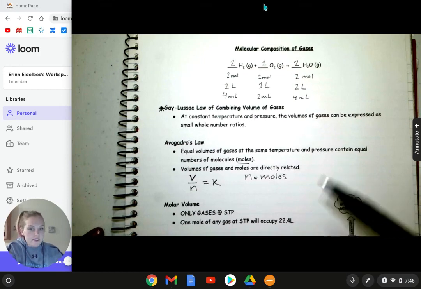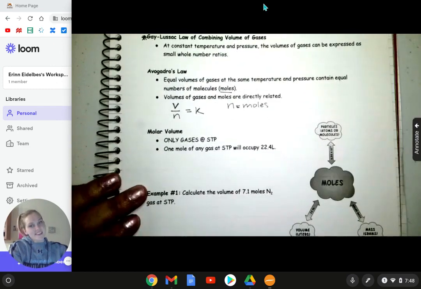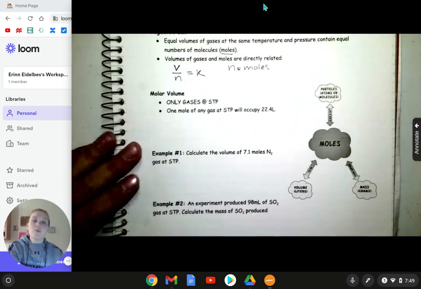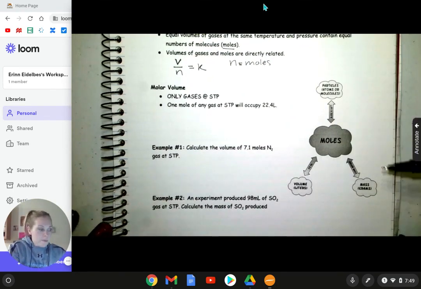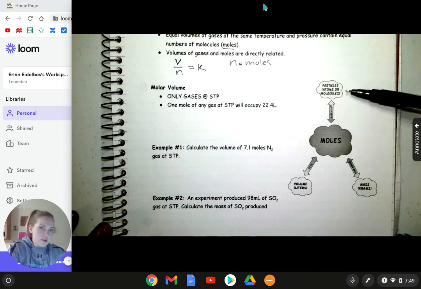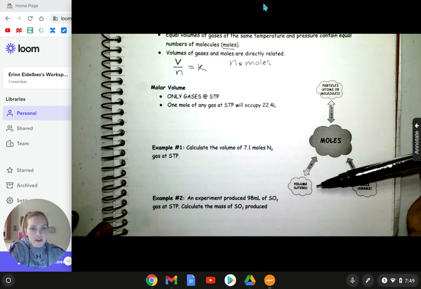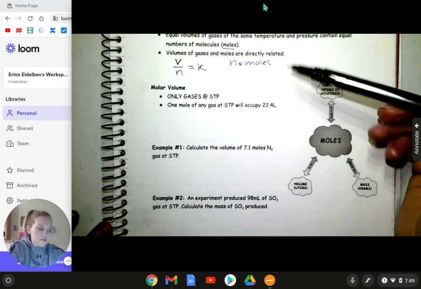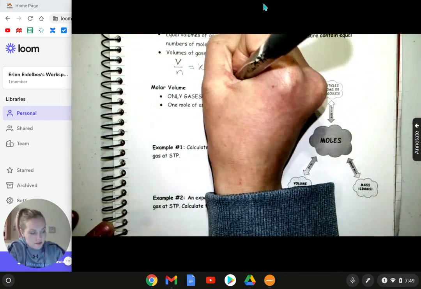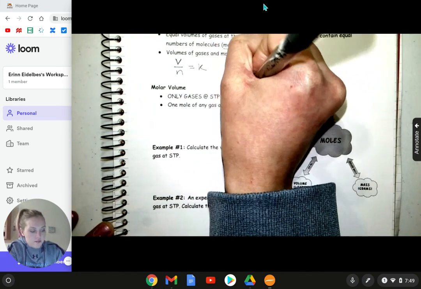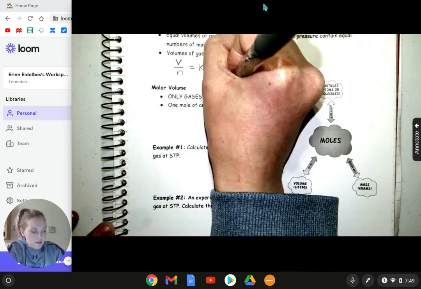Avogadro's law then gets us into molar volume, and at the beginning of this, or when we were going over mole conversions, I showed you my little flow chart here. You know particles, atoms, molecules, formula units, and mass. The third spot is for volume. Molar volume is only for gases at STP, so standard temperature and pressure, which is 0 degrees Celsius and 1 atmosphere, which 0 degrees Celsius is 273 Kelvin.